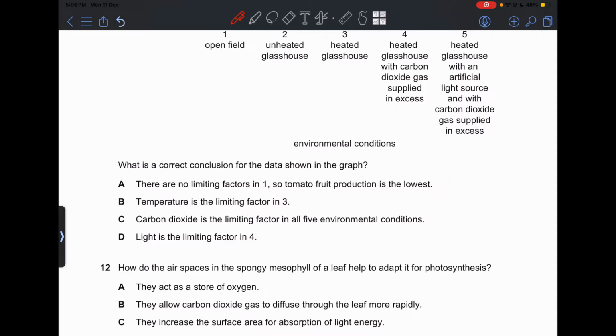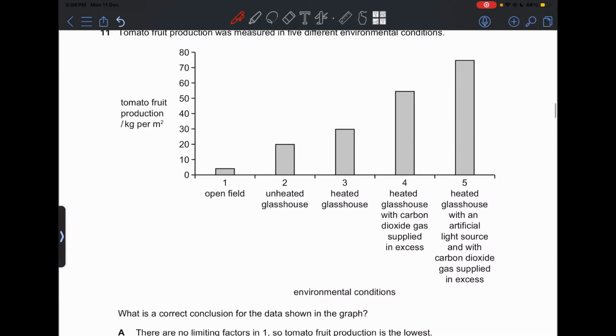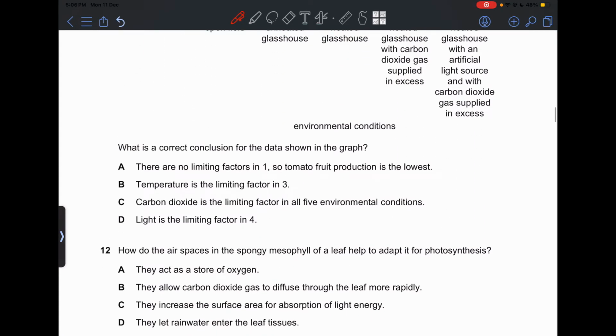A says there are no limiting factors in one, so tomato fruit production is the lowest. Actually, if there are no limiting factors, then there will be a high fruit production. So A is not correct. B says temperature is the limiting factor in 3. Actually, it is not, because there is a heated glass house which supplies the correct temperature needed for the production. So actually B is incorrect.